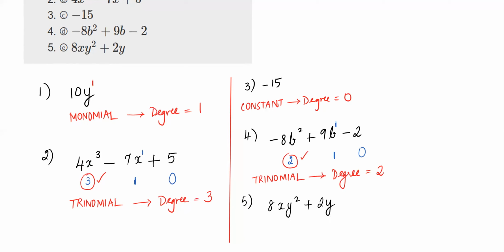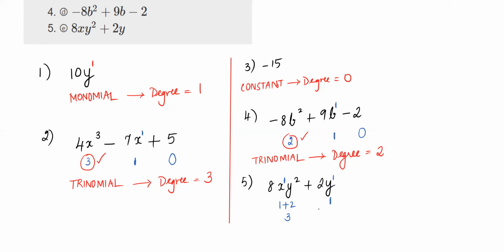We didn't see such a type all along, so we didn't get to add anywhere. But here we do. And here the y gets the power 1. I don't see the power, so it must be an implicit one. Between the two numbers, 3 is the highest degree. So this is a binomial, and the degree is 3. I hope that clarifies how we do the degree.